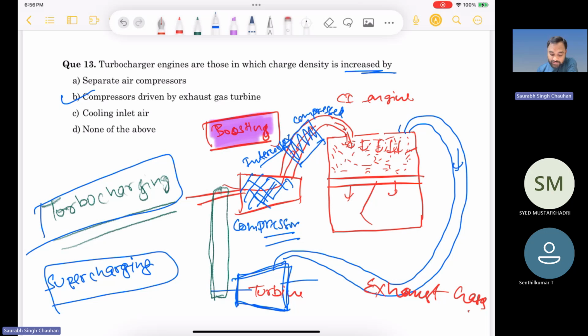Other options you can also discuss: cooling the inlet air, you are not cooling simple air, but you are cooling the compressed air. So if option C was cooling the compressed air, then it could have been the correct option in the case of the intercooler. But sometimes you don't use an intercooler. The most accurate option is option B, compressors driven by the exhaust gas turbine.